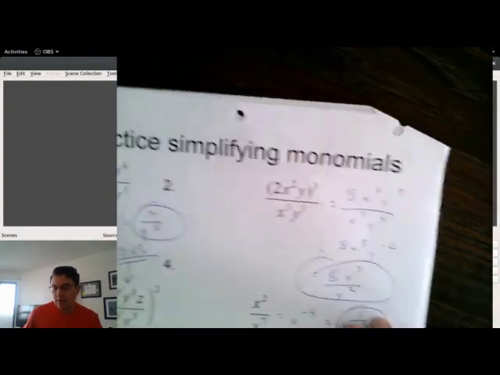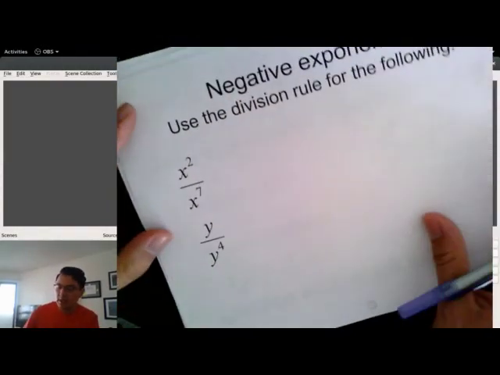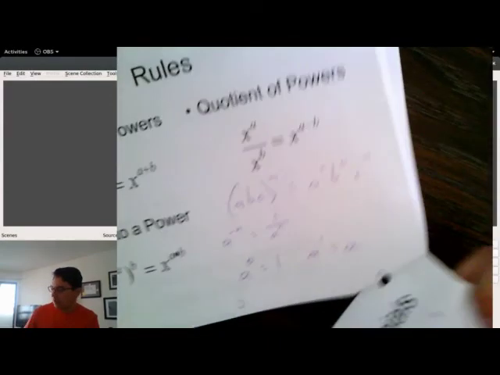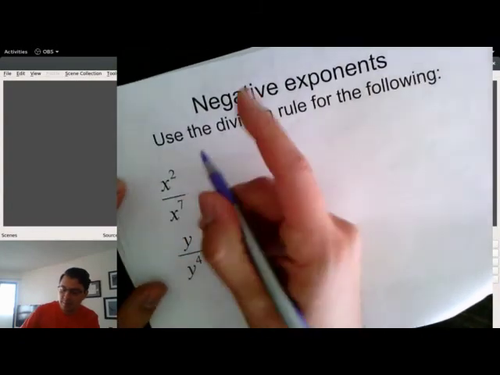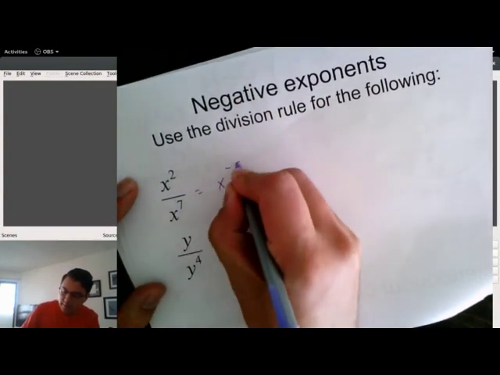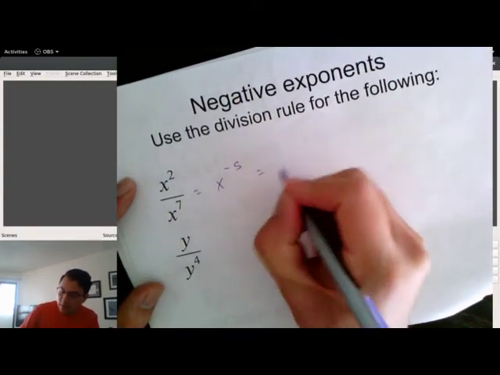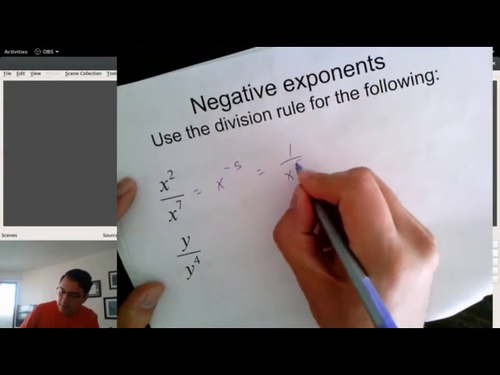There we go. All right, let's go on to the next page now, and we'll see what we have here. So we have our negative exponent rules here. They kind of dropped one on you on the previous page, where we had x squared over x to the 7th. We come back to that one over here. This is equal to x to the negative 5th. Applying our negative exponent rule gives us 1 over x to the 5th.